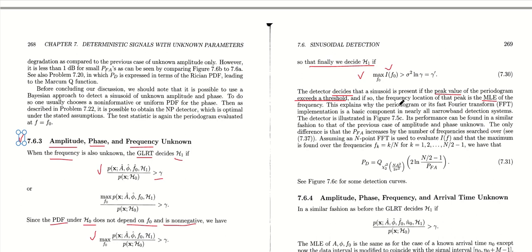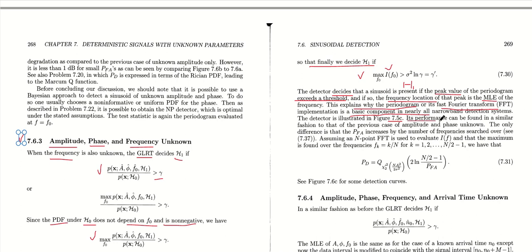Two things. What two things? Decide present. Present is H1. Not present is H0, right? So you have one decision here. And the frequency location is the one that maximizes this equation. So at the same time it gives you a frequency location. This explains why the periodogram or its fast Fourier transform is a basic component for narrowband detection. The detector is illustrated in this figure, 7.5C.